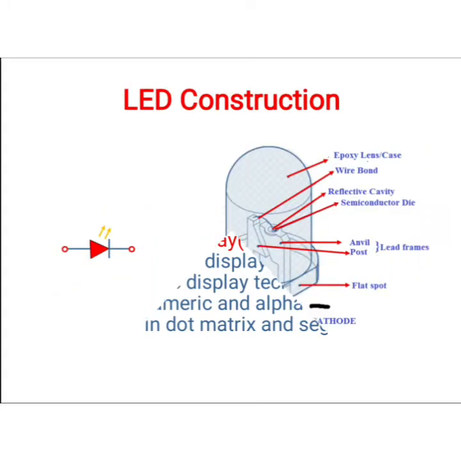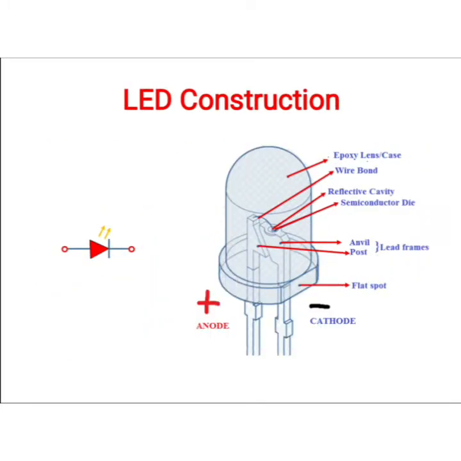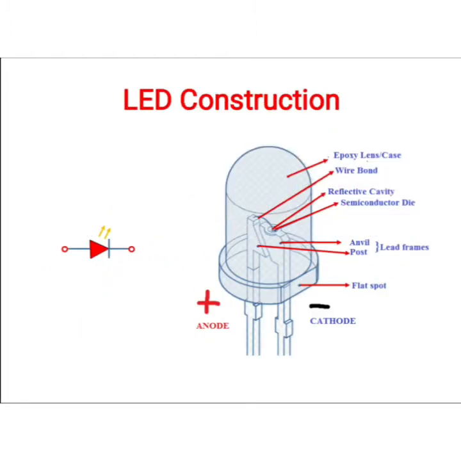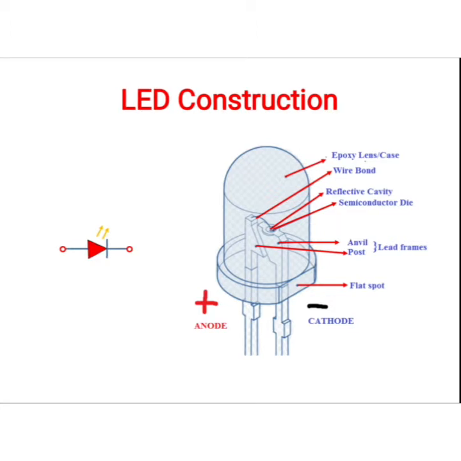Now let's see the construction of LED. This gives the symbol, just like the diode symbol, but we show arrows where light is emitted. Now let's see the construction part of it.